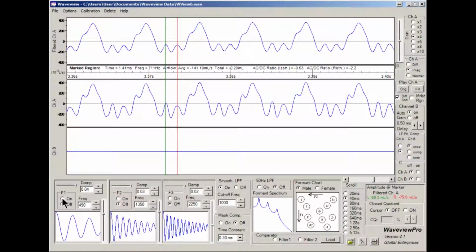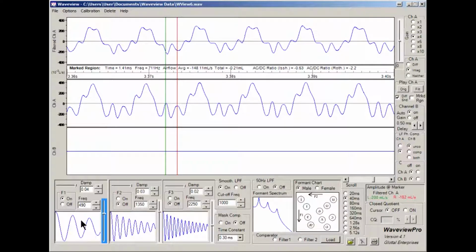Now I'll turn on the first formant. Now it's set to 490. The damping of the formant is set to 0.04, which is a good setting for a microphone signal. The second and third formants are set to 0.03 and 0.02. Those damping values are default values, and they're good for a microphone signal, and there's no need to change them.